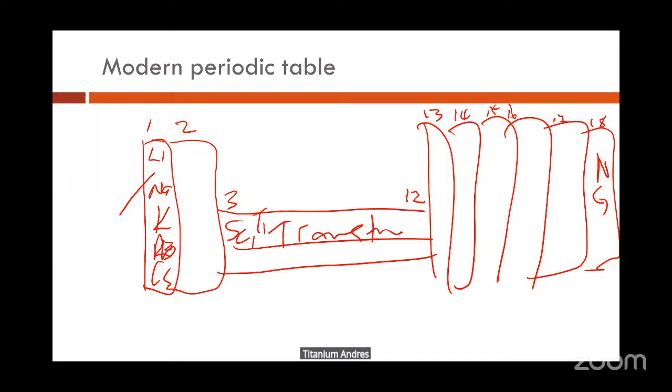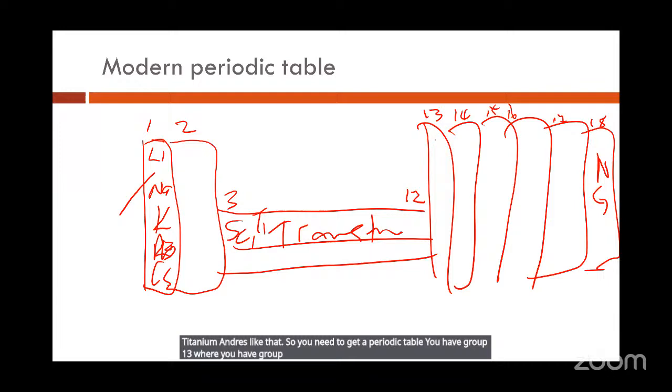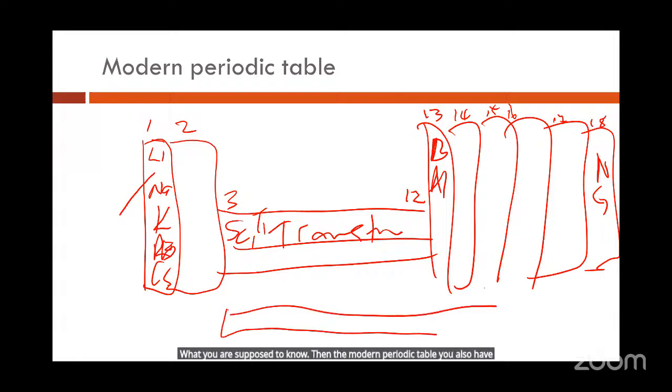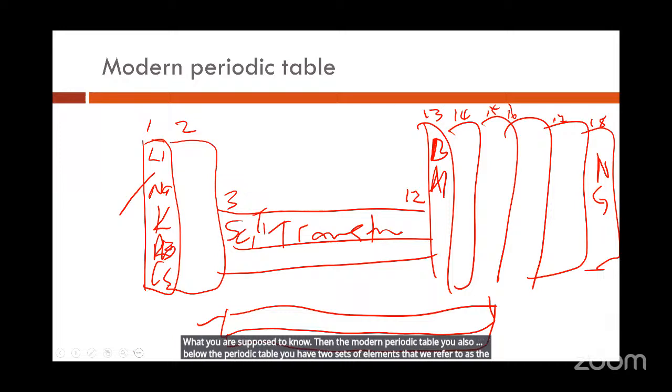So you need to get a periodic table. You have group 13 where you have boron, aluminium, and the rest like that. Okay? So all these are what you are supposed to know. Then in the modern periodic table, below it you also have 2 sets of elements, which we refer to as the lanthanides and the actinides.